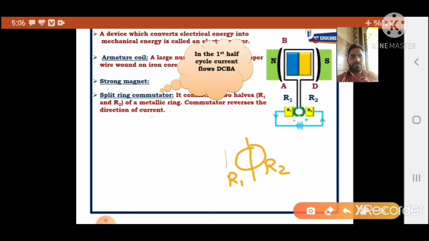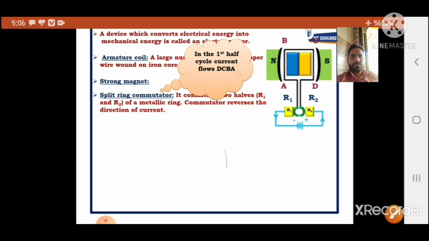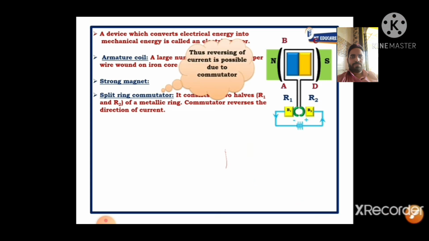The commutator reverses the direction of the current. Basically, what is the use of this split ring commutator? It reverses the direction of the current. Thus, the reversing of current is possible due to the commutator. Reversing of current in the motor is very, very important, and this can be done with the split ring commutator.